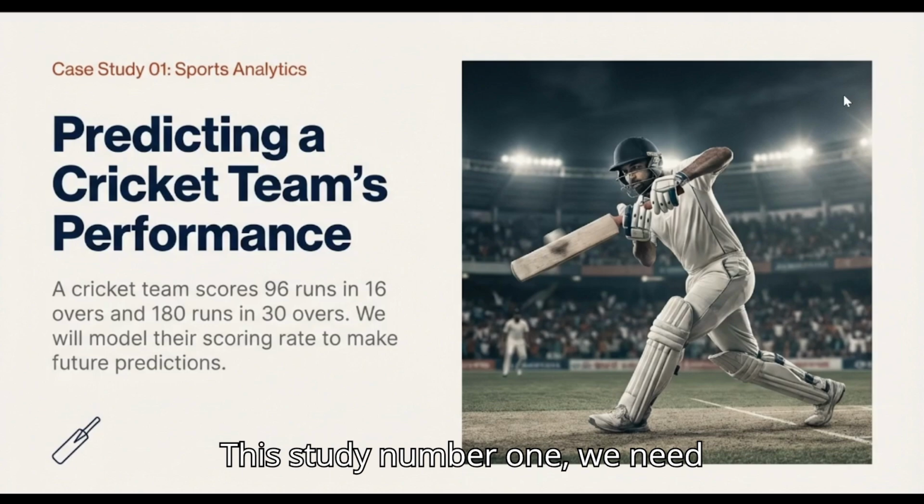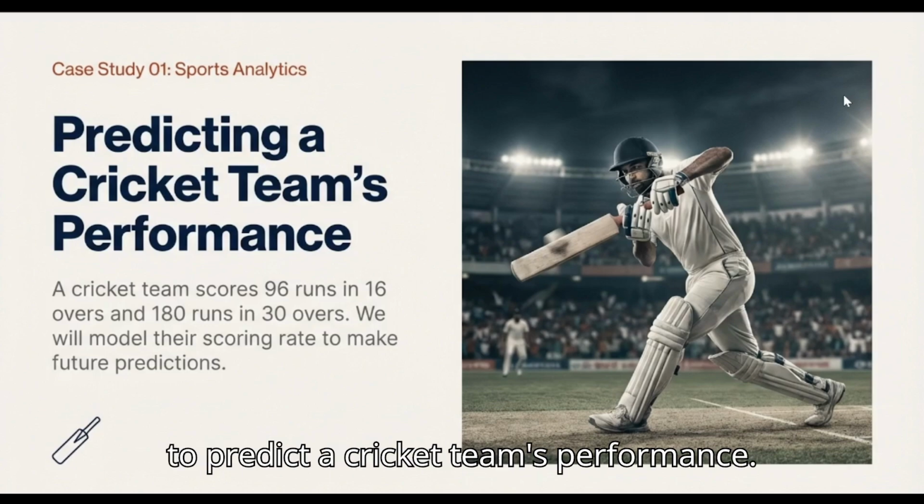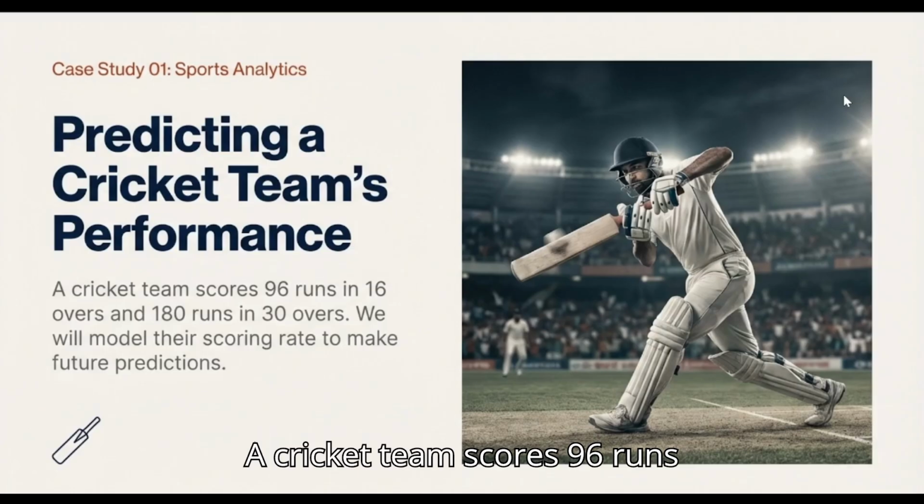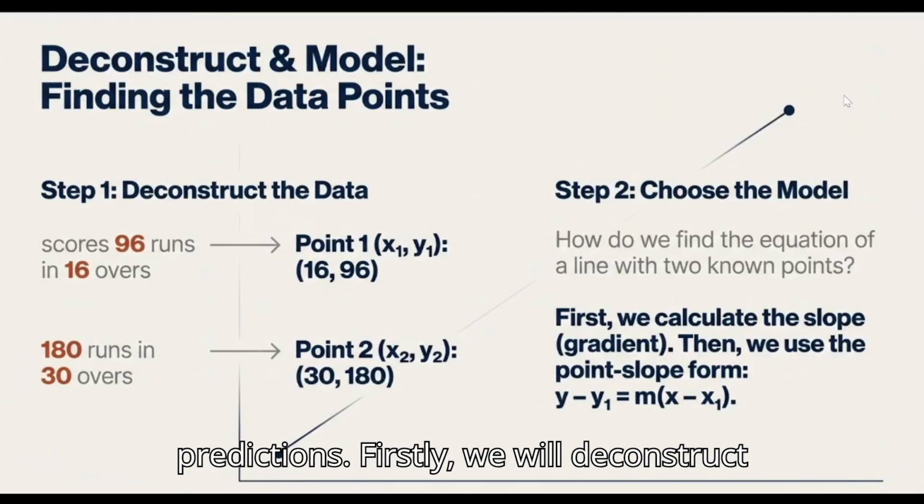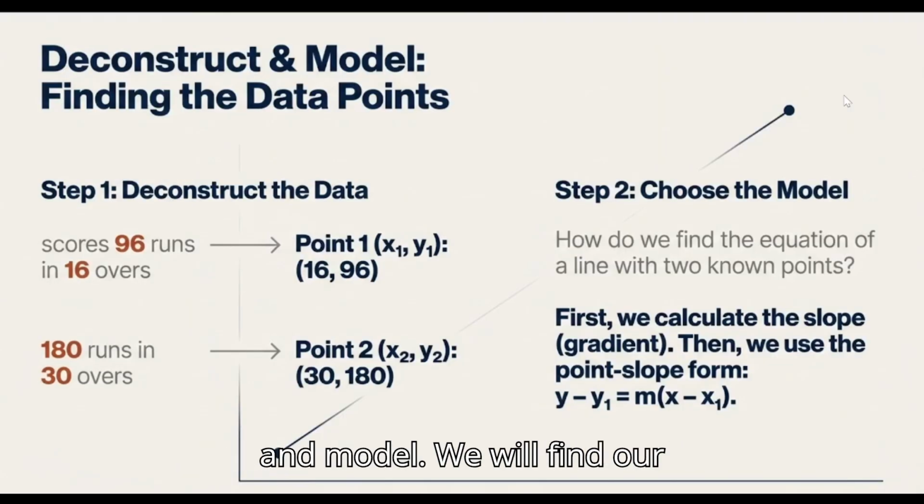Case study number 1, we need to predict a cricket team's performance. A cricket team scores 96 runs in 16 overs and 180 runs in 30 overs. We will model their scoring rate to make future predictions. Firstly, we will deconstruct and model. We will find our data points.